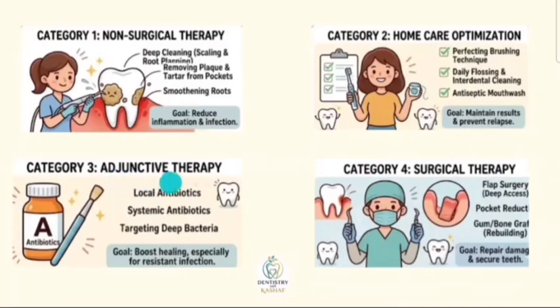And adjunct therapy, where you are going for antibiotics that may be local or systemic, targeting deep bacteria, because until and unless you remove the deep bacteria, the condition will relapse, and it will promote good healing if you remove the cause. Okay, category 4, you can go for surgical therapy. Yes, of course, bone grafting and soft tissue grafting.